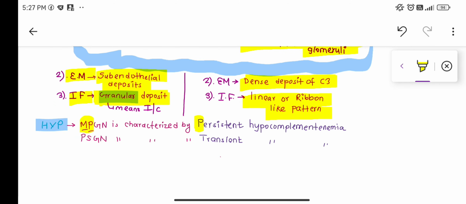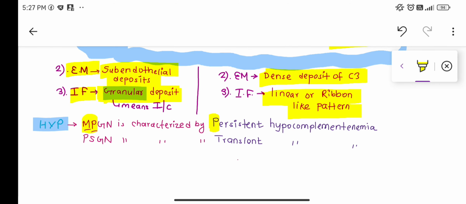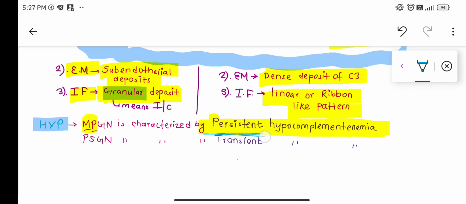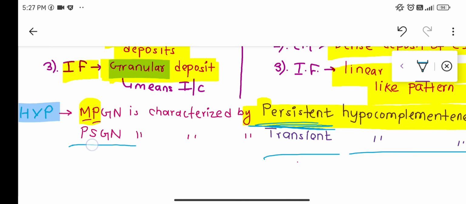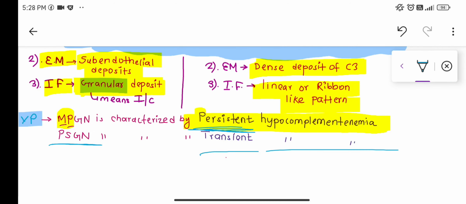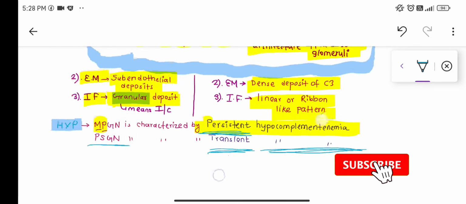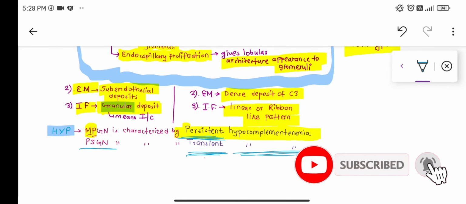Now some of the high points. MPGN is characterized by persistent hypocomplementemia, because the complement gets deposited in the glomerular basement membrane. But in post-streptococcal glomerulonephritis there will be transient hypocomplementemia. So this is all about the nephrotic syndrome.